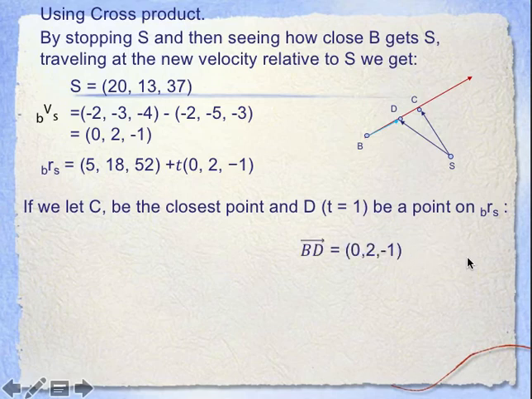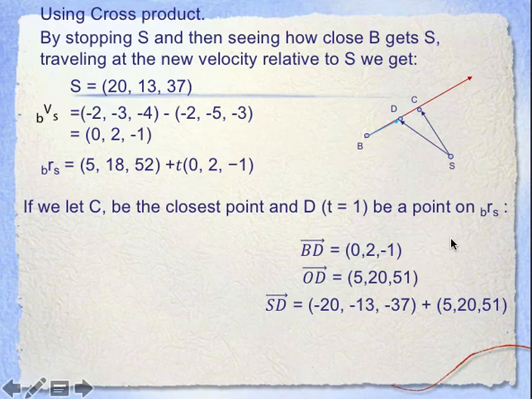All right, put in what we know. So BD, we know because it's the direction, is 0, 2, -1. OD, we can work out by subtracting B, would give us 5, 20, 51. And SD is going to be that again. So once we know OD and S, we can find SD.